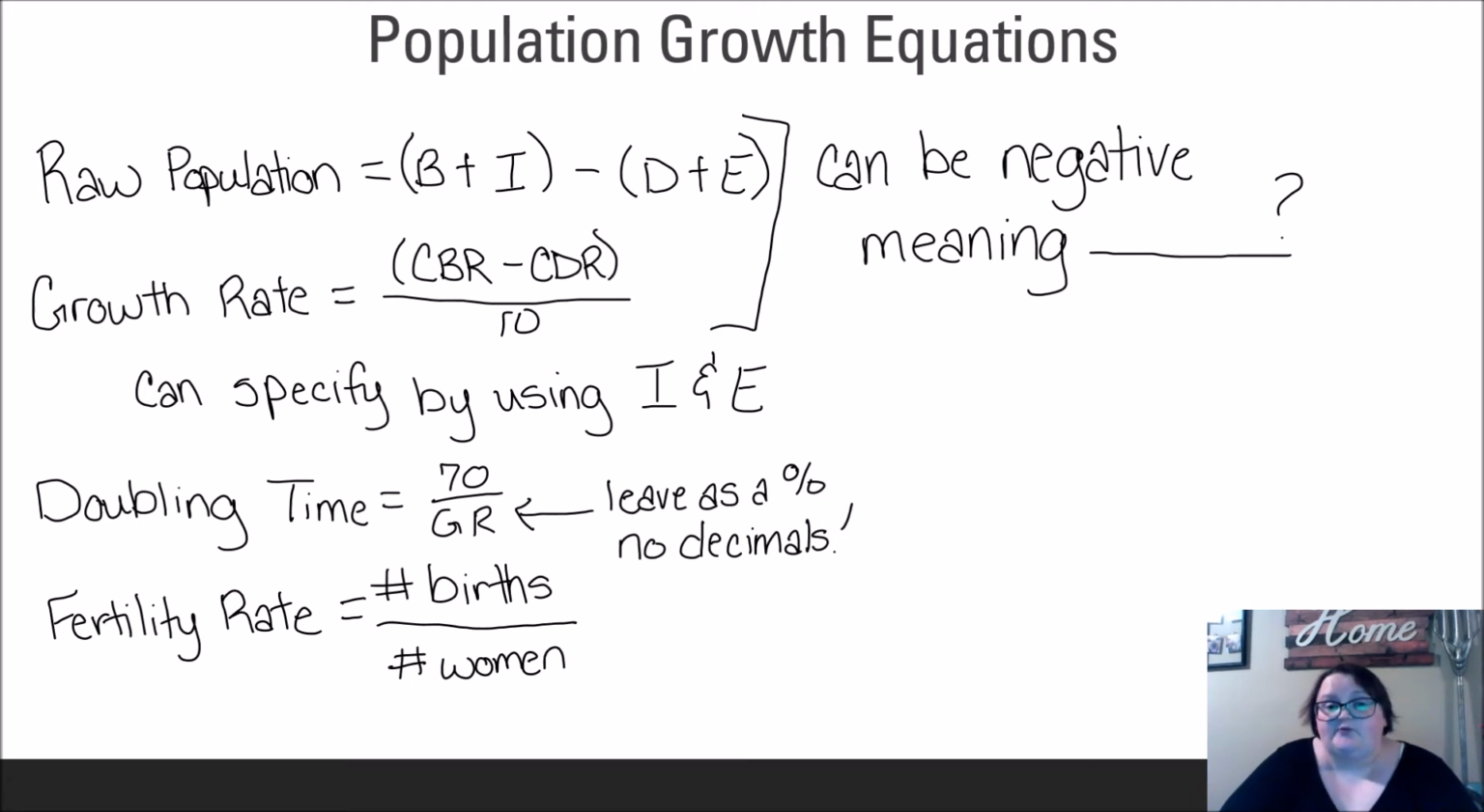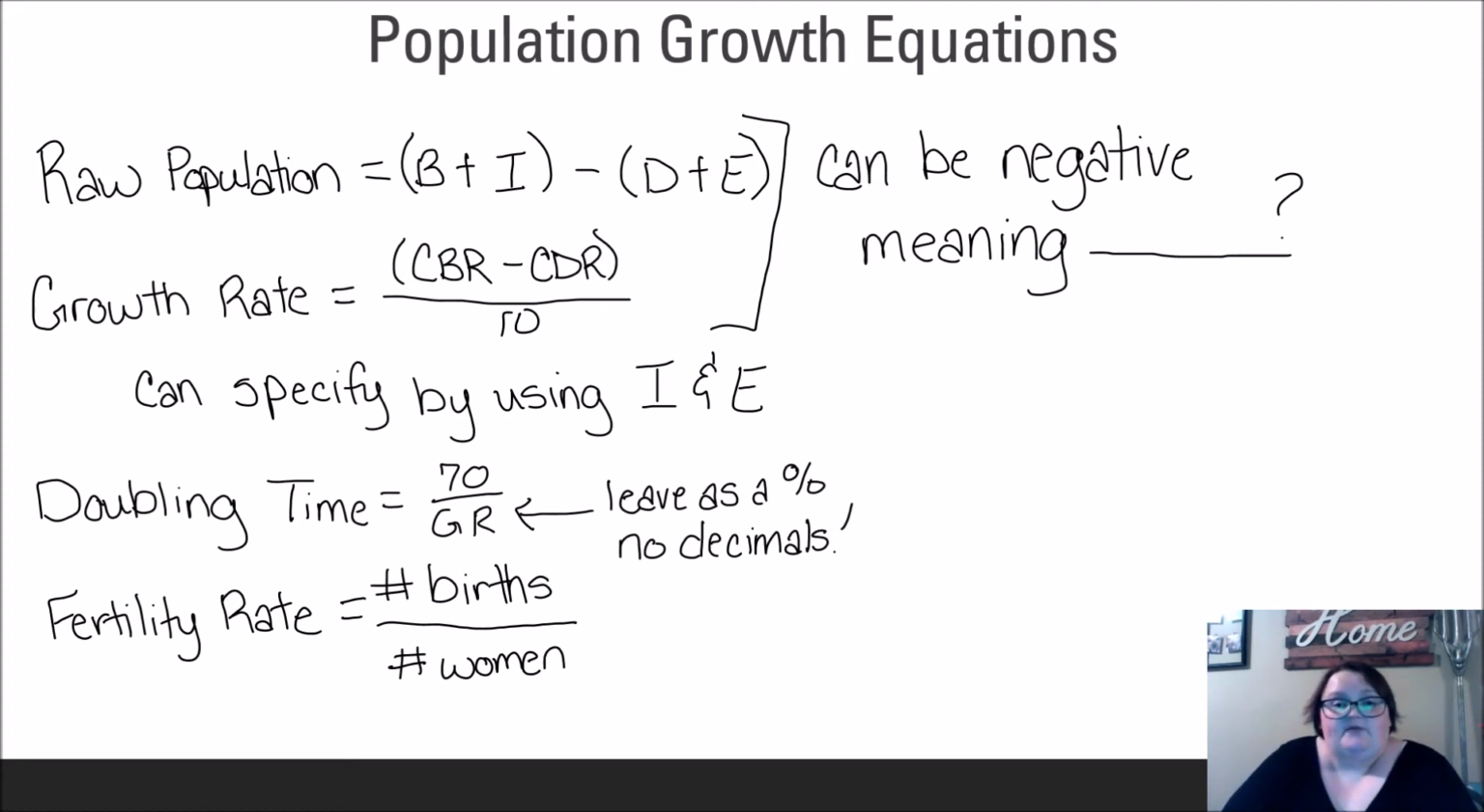From lesson 3.1, you should memorize the population density equation, which, if you remember, is just the number of organisms divided by area, usually in square kilometers or hectares. To identify the actual number by which a population changed at any given time, you should use the raw population formula. This formula takes births plus immigrations and then subtracts from that deaths plus emigrations.